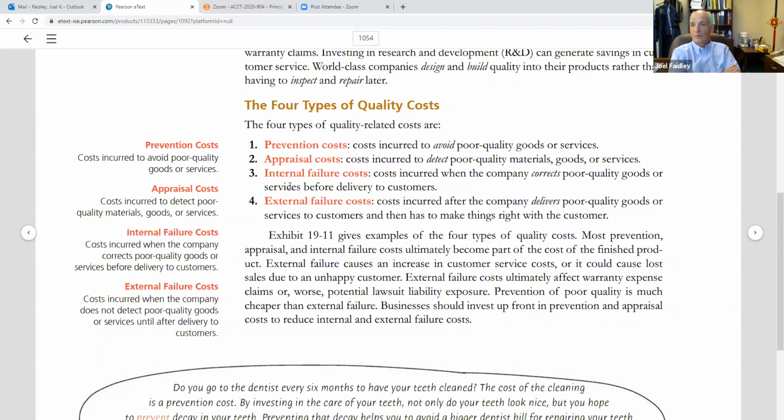So then what's the final one? Well, number 4 is external failure. That's when it leaves your building and it's out there and it becomes a product that is warranty, very expensive to bring that back.